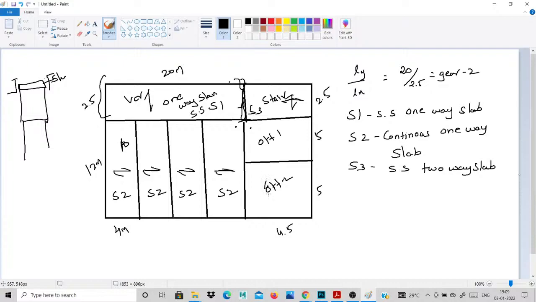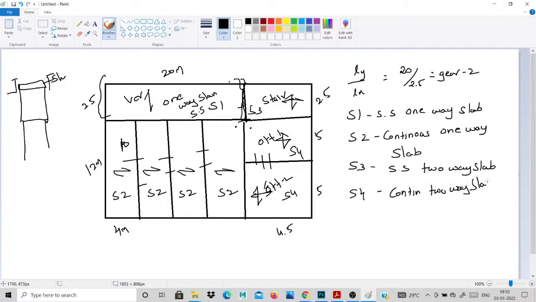Next, this slab is also a two-way slab. This is a symbol you should mention. This is two direction. A one-way slab takes load in one direction, and a two-way slab takes load in two directions. These are continuous two-way slabs, automatically continuous. This is a one-way continuous, and this is a two-way continuous. The two slabs are continuing. So I named this S4. The S4 slab is a continuous two-way slab. See this difference.